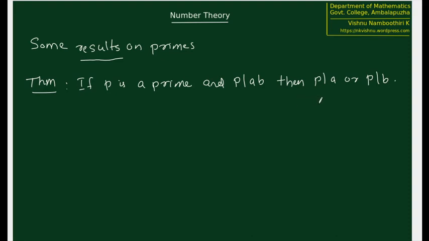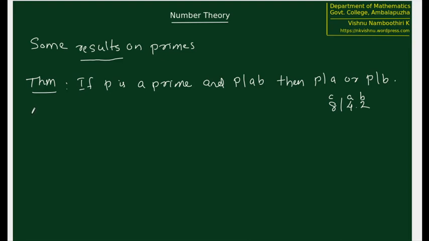For example, we know that 8 divides 4 into 2. So here we can take this to be some C, this to be A, this to be B. So C divides AB, but we cannot say that 8 divides 4 or 8 divides 2. Therefore, the statement is true only if we have P a prime. Of course, it can happen that in some cases C dividing AB implies C dividing A or C dividing B. But what we want to say is C dividing AB in general need not imply that C divides A or C divides B unless C is a prime.